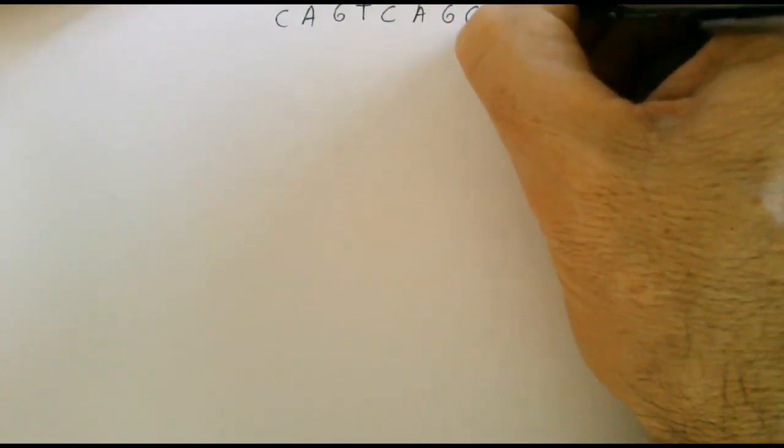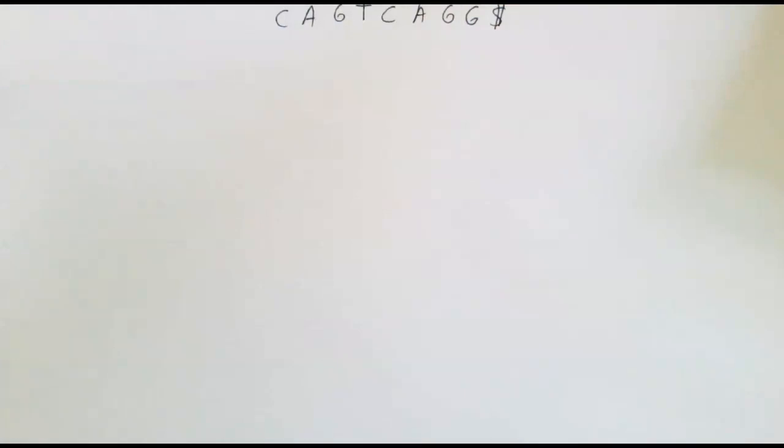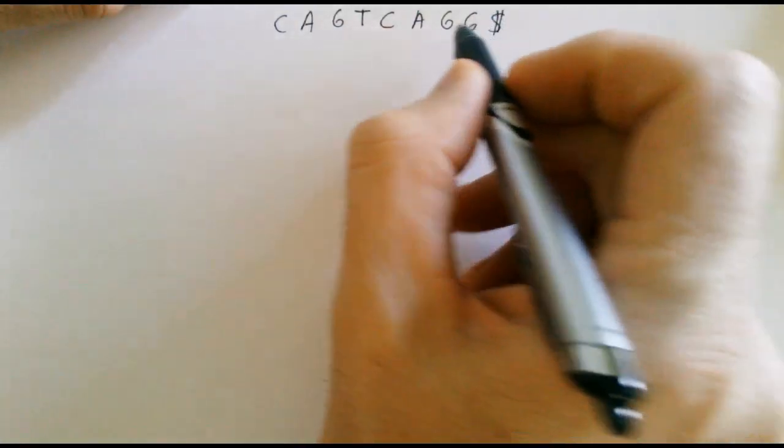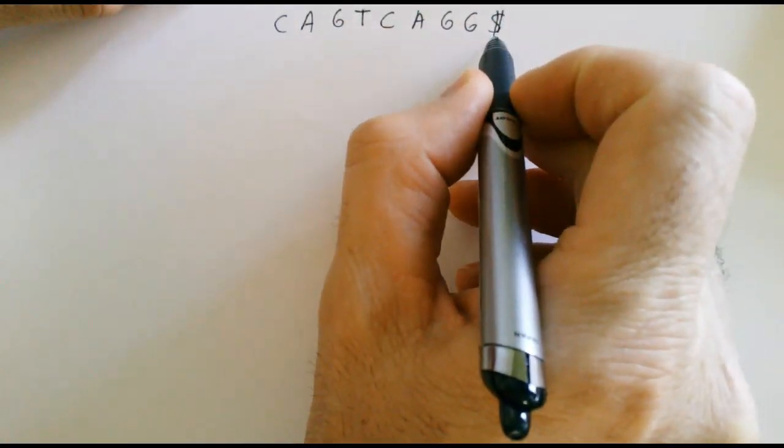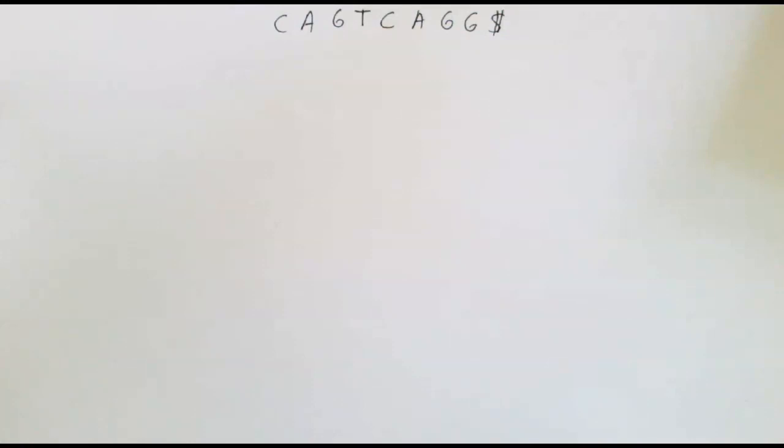C-A-G-T-C-A-G-G $. Now you may be wondering, what is up with the $? The $ sign is basically the end of a string. If you think about all the possible strings there are, there's going to be G with the $, GG $, AGG, you get the idea all the way down. And that's kind of what we're going to build.